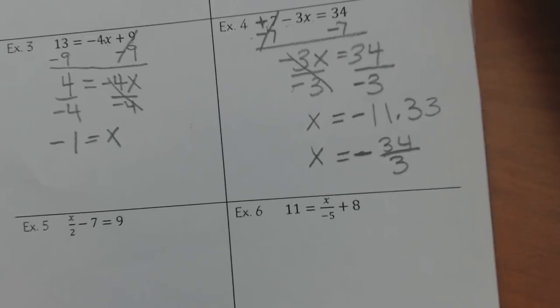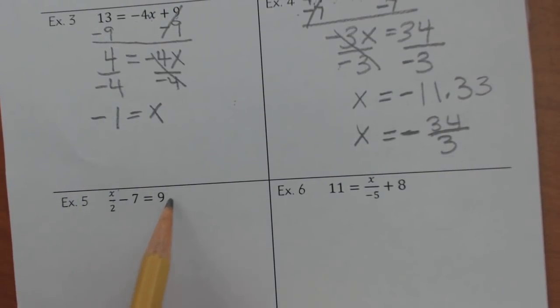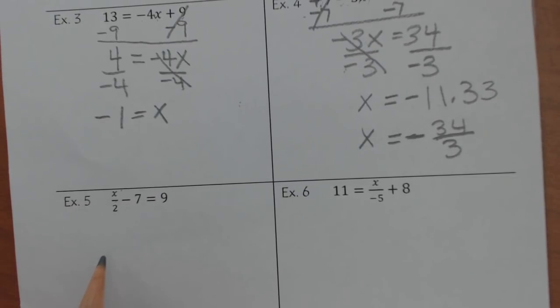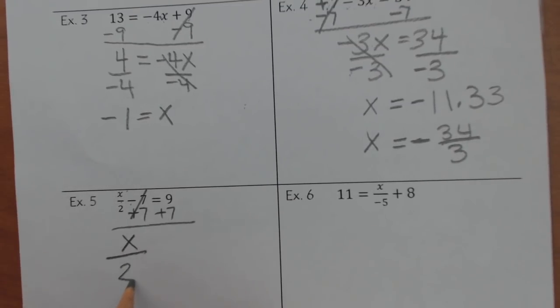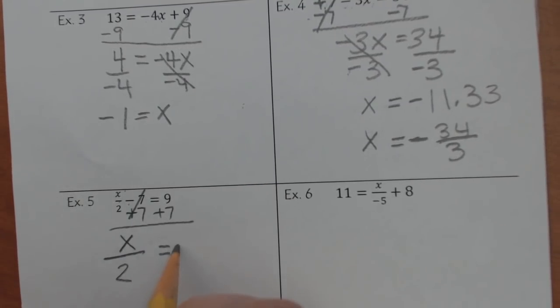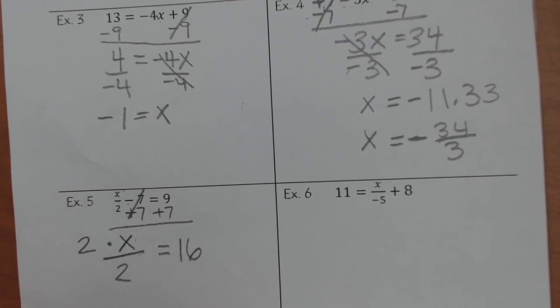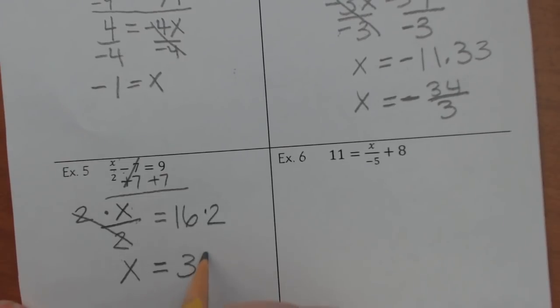Okay, next. We have x divided by 2 minus 7 equals 9. So our x is on the left side. It is being divided by that 2, so it's actually being cut in half. And 7 is being subtracted. So let's add the 7 to both sides. Let's bring down the x divided by 2. 9 plus 7 is going to give us 16. And now since this x is being divided by 2, in order to undo the division, we use multiplication, so times 2, x times 2, 16 times 2. The 2's cancel out, the x gets brought down, and x equals 32.